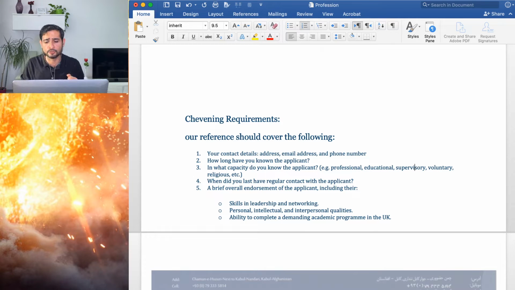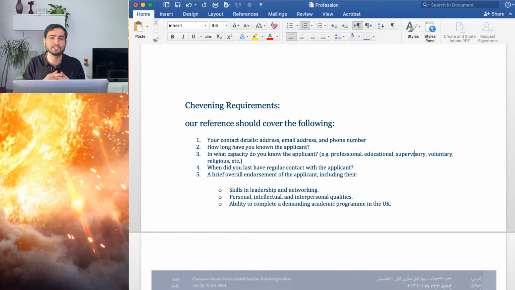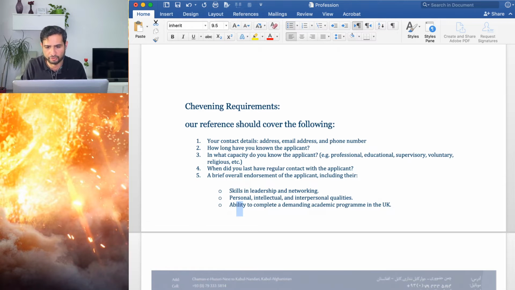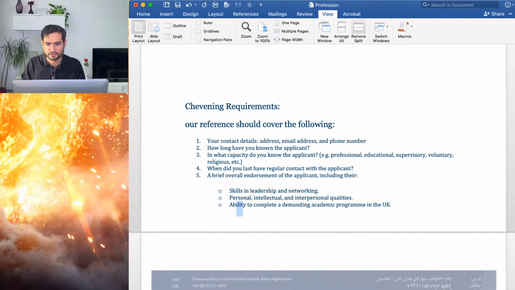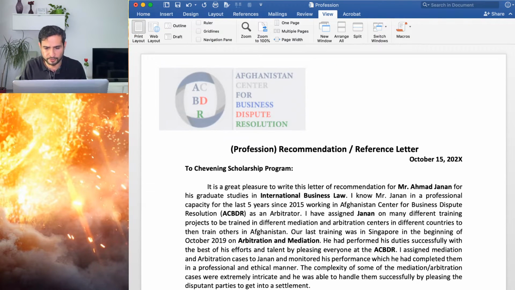A brief overall endorsement of the applicant, including skills in leadership and networking. I said he's very friendly and he does good networking. Personal, intellectual, interpersonal qualities: I said he's friendly, he has love toward his passion, and he has the ability to resolve those disputes. Professionally, the ability to complete a demanding academic program in the UK, which in the last sentence I talked about. So let's come to the beginning of the paper.